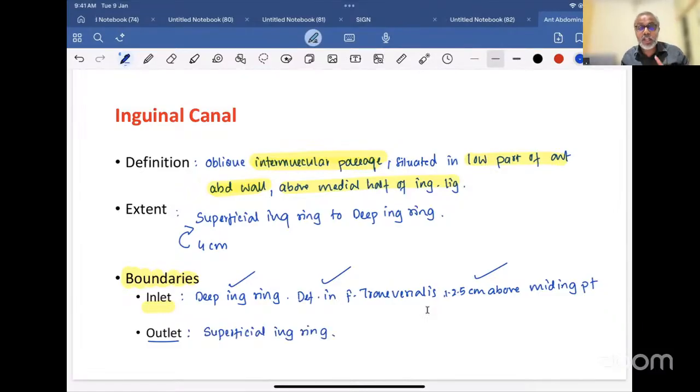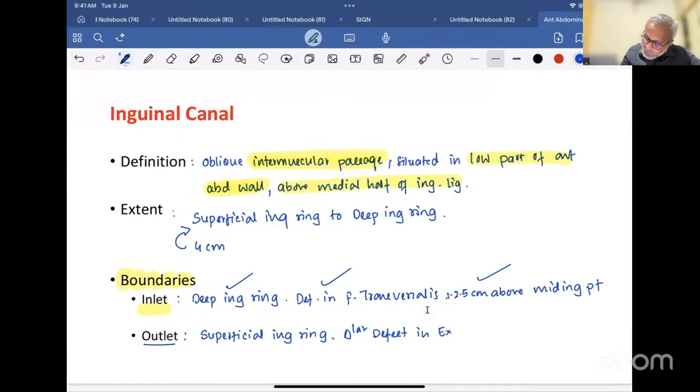First point. What is the superficial inguinal ring? Remember, it is a triangular defect, or we can say it's a triangular opening or a triangular slit in the external oblique aponeurosis. Second point, right? So similar to the deep inguinal ring, we must write where exactly the outlet is located. It is located above and lateral to the pubic tubercle, right?